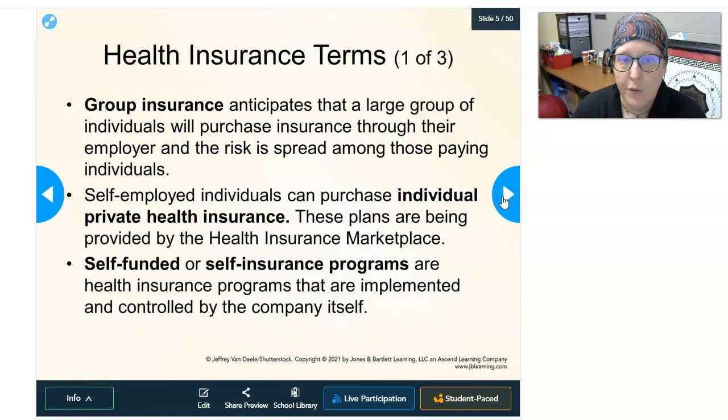Okay, so let's look at a few health insurance terms. Group insurance anticipates that a large group of individuals will purchase insurance through their employer, and the risk is spread among those paying individuals. So that would be like if you work for a big company.